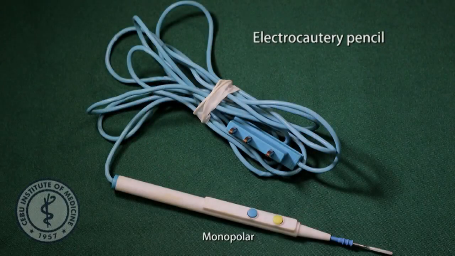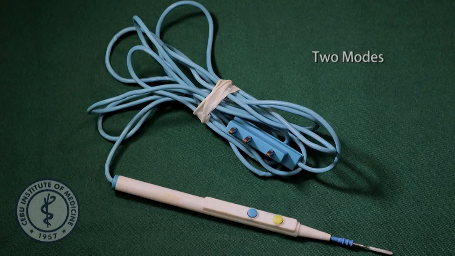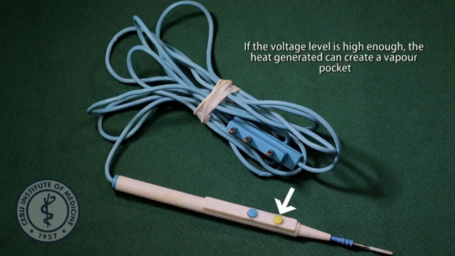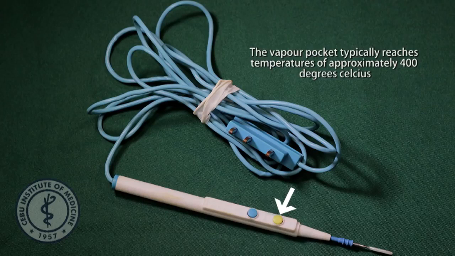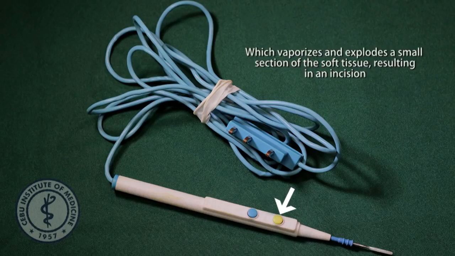Electrocautery pencil, monopolar. Two modes. Cut. If the voltage is high enough, the heat generated can create a vapor pocket. The vapor pocket typically reaches temperatures of approximately 400 degrees Celsius, which vaporizes and explodes a small section of tissue, resulting in an incision.